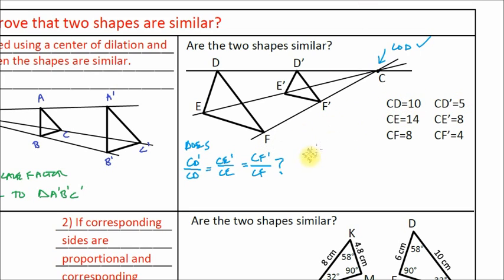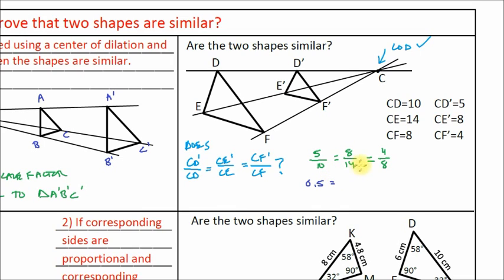So CD prime is 5 and CD is 10, and that's supposed to equal CE prime, which is 8, over CE, which is 14, and that's supposed to equal CF prime, which is 4, over CF, which is 8. Let's go ahead and put these in our calculator. 5 divided by 10 is 0.5.